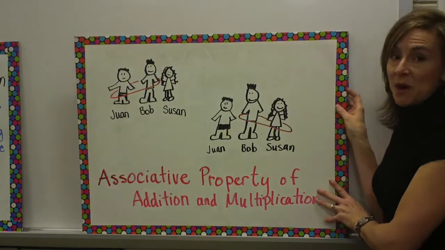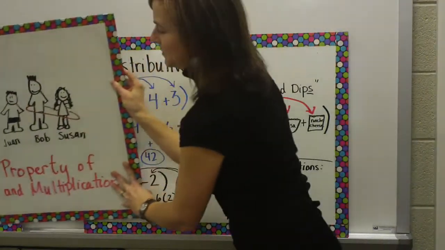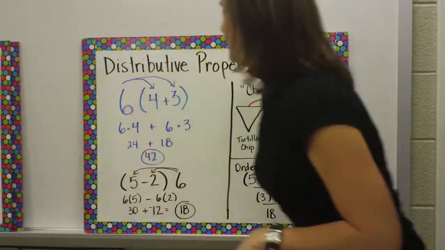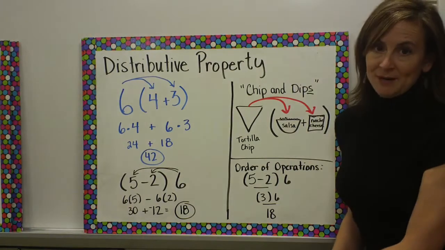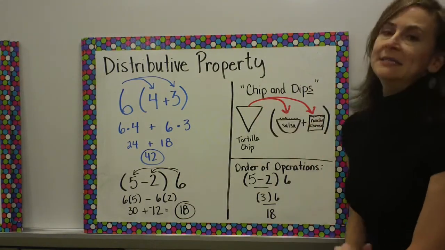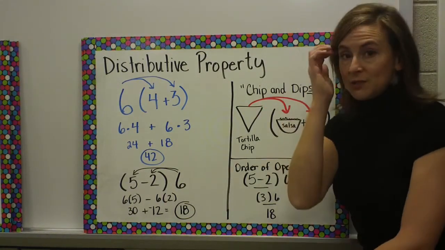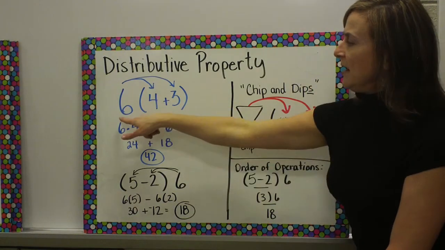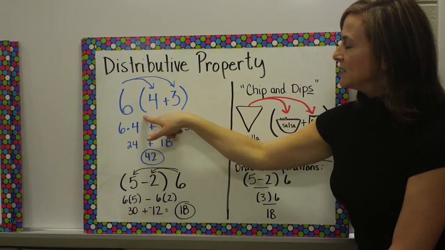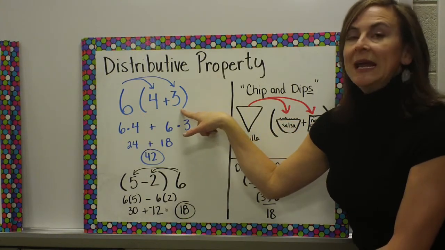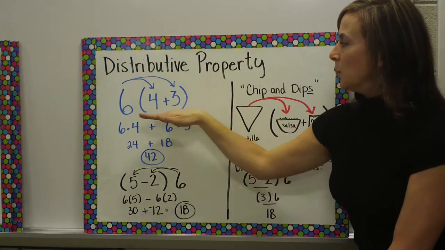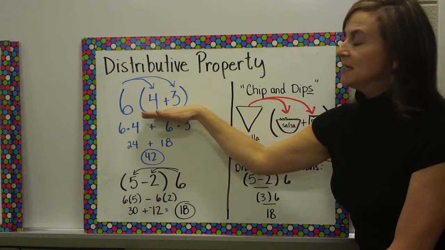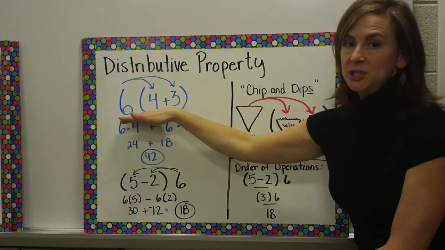Let's take a look at our next property that you need to know. This one we haven't talked about yet. This one is called the distributive property, otherwise known as the chip and dips property. First, let's take a look at a number example. Here I have 6 with parentheses 4 plus 3. In the past, we have done order of operations. 4 plus 3 is 7, and 7 times 6 is 42.